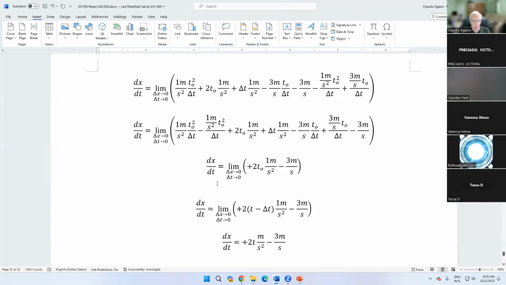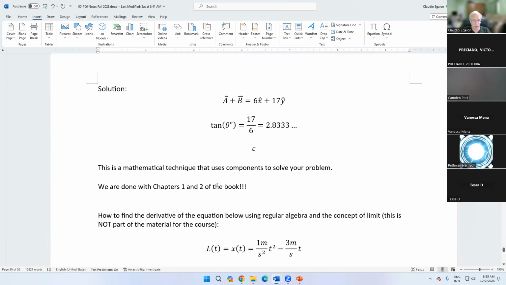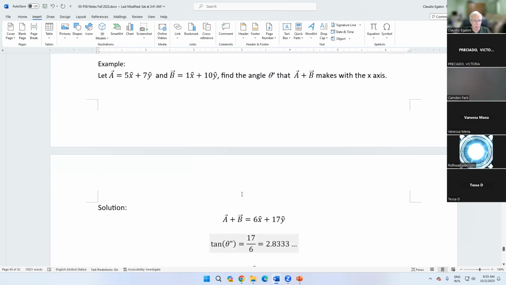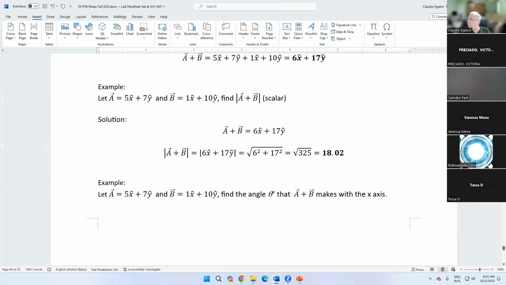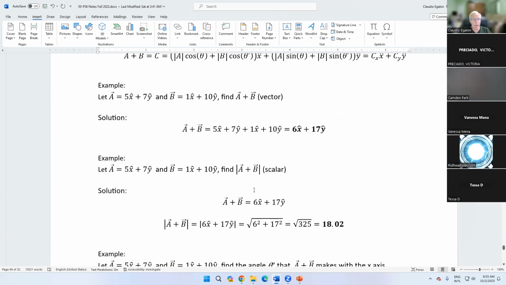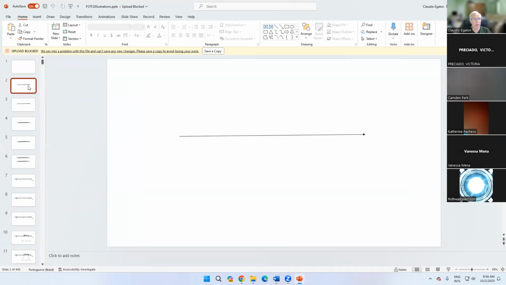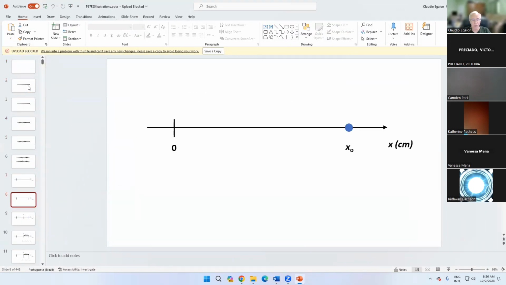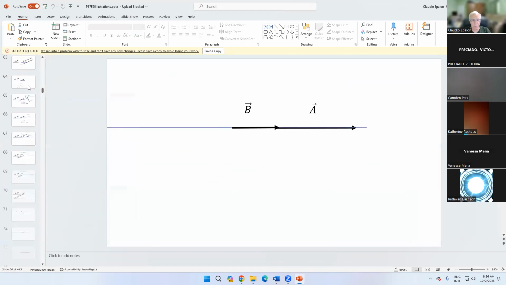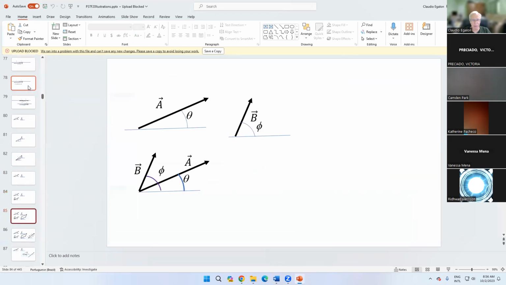Where did we stop last time, right? Okay, we're doing vectors. And we started with the components of the vectors, right? X and Y components of the vector. So let's take a look at the illustrations here. There you go, those are the vectors.